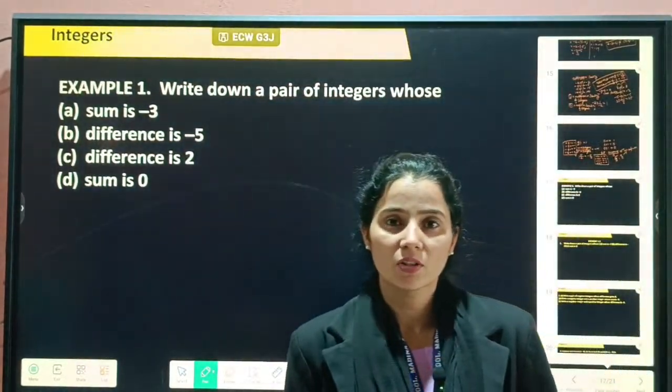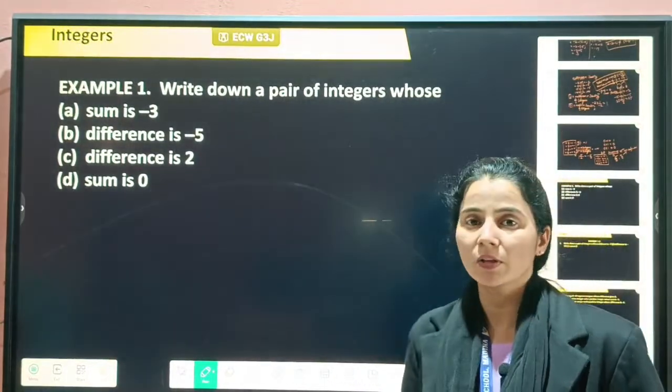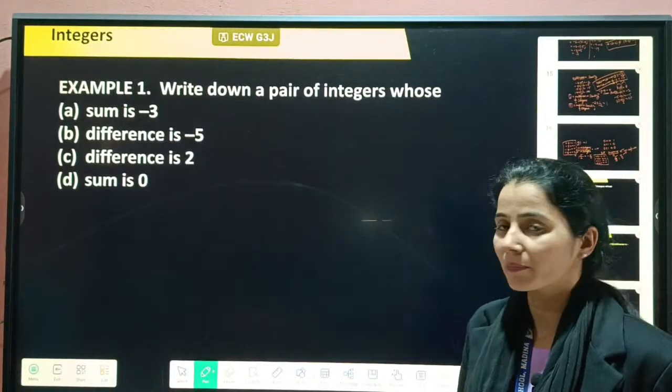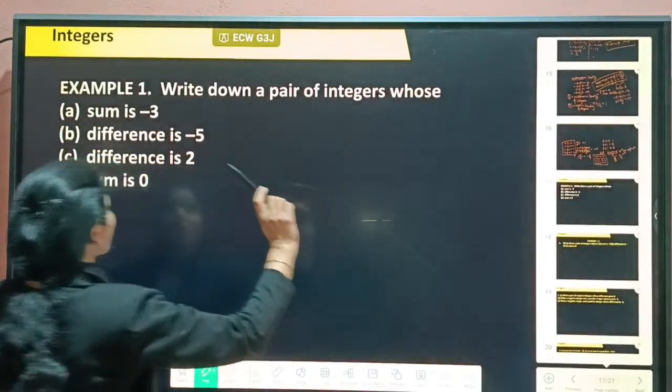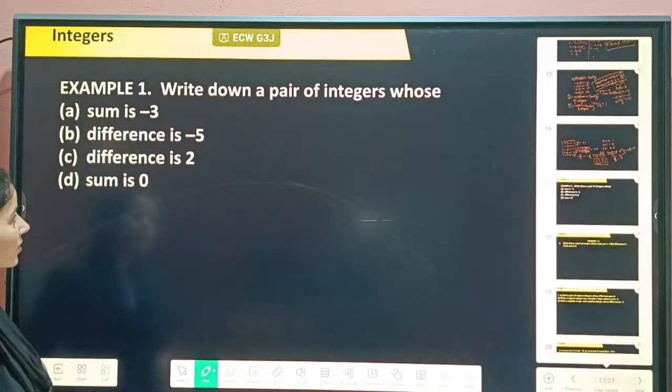Yesterday we did the introduction of chapter 1, Integers, class 7. Today we are going to discuss examples and then the exercise. Let us see example number 1. Write down a pair of integers whose sum is minus 3. Next, whose difference is minus 5. Next, difference is 2 and sum is 0.